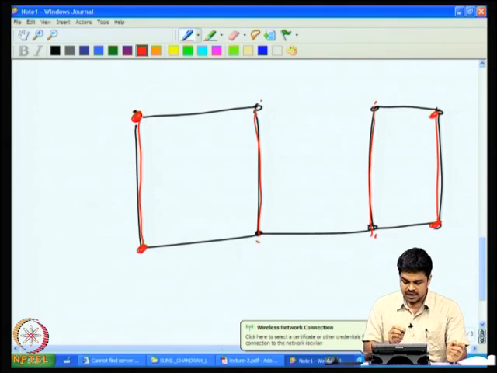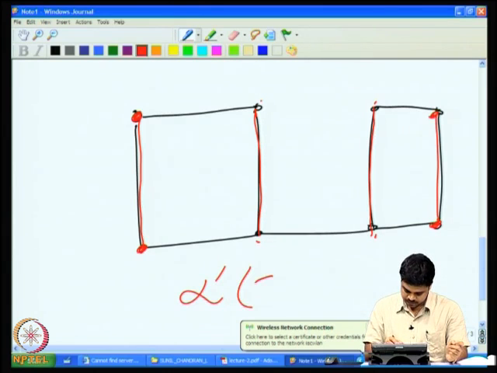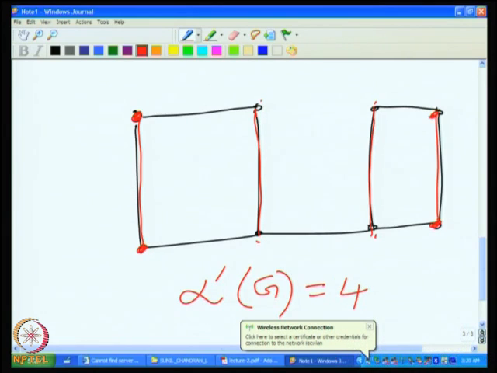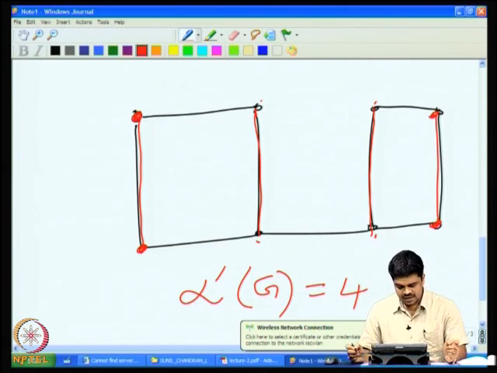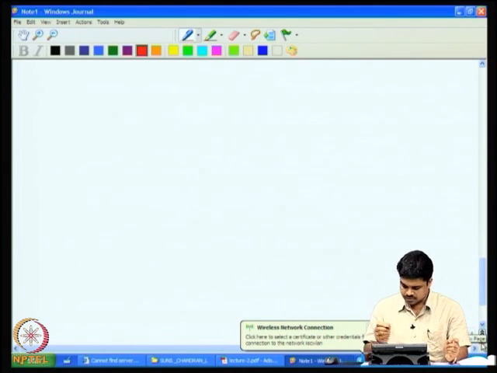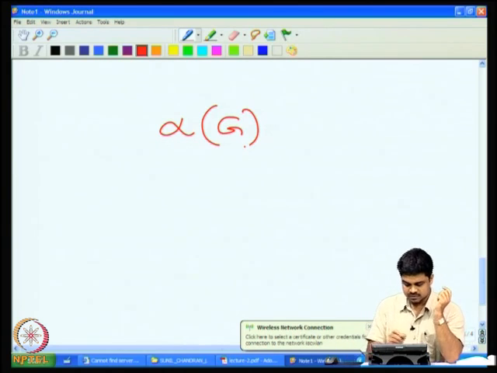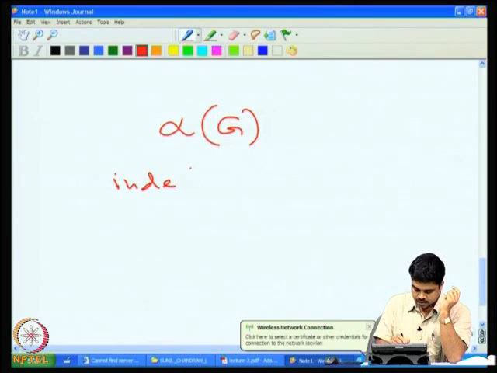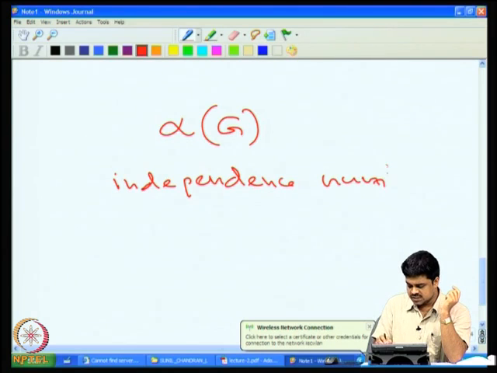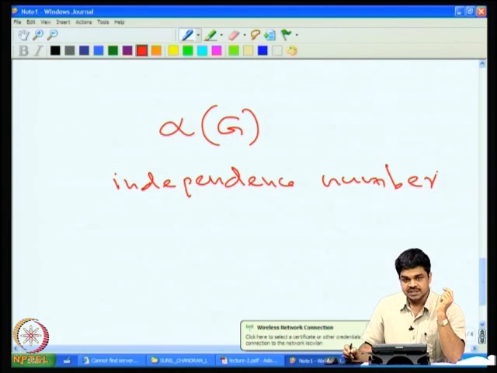The cardinality of the biggest independent set of edges, the biggest matching in a graph, will be denoted by alpha dash of G, and here for this graph it is 4, as we see. You can see that I have used alpha dash to denote this, while we had a concept which was denoted by alpha of G in the last class. It was the independence number or the stability number. This was the cardinality of the biggest independent set in a graph.